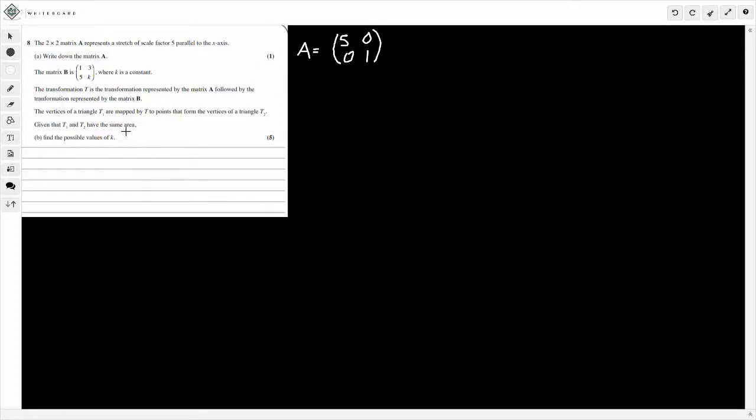Now for B, we're given a lot more information. We're given the matrix B here, where K is a constant. We're told the transformation T is a transformation represented by the matrix A, followed by the transformation represented by the matrix B. The vertices of the triangle T1 are mapped by T to points that form the vertices of triangle T2. We're told that T1 and T2 have the same area. We have to find the possible values of K. So, quite a bit going on.